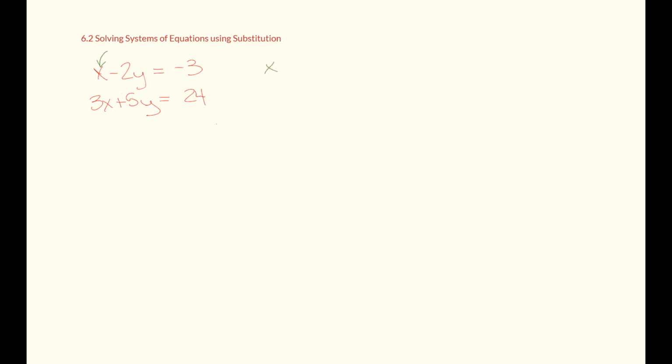So to do that, I'll rewrite the equation over here. To get the x by itself, I'm going to add the 2y to both sides. So when I do that, I get x equals 2y minus 3. And now I have one variable already solved for. So what I'm going to do is use what x equals and plug it into the x in the other equation. I'm going to substitute the 2y minus 3 for the x in the second equation.